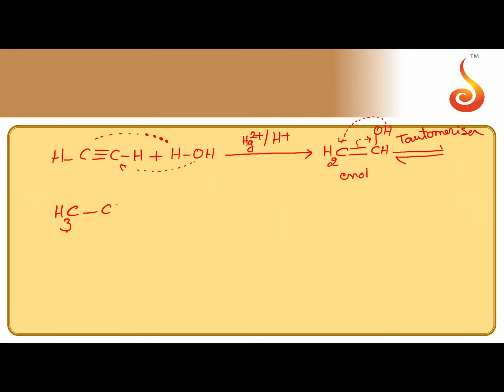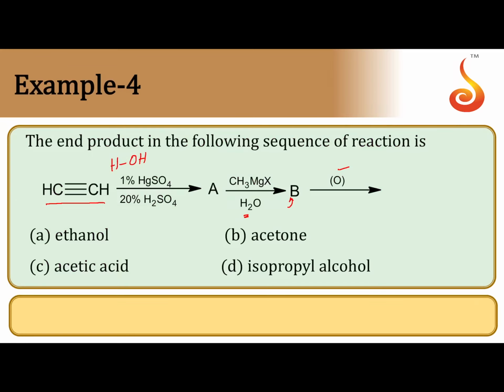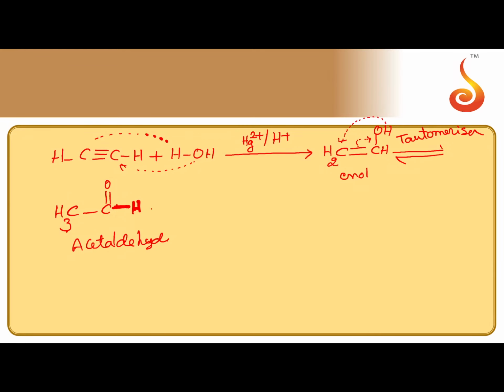CH3 single bond C double bond O H. This is nothing but acetaldehyde. So acetaldehyde is keto form, stable one. After the formation of acetaldehyde, methyl magnesium halide.